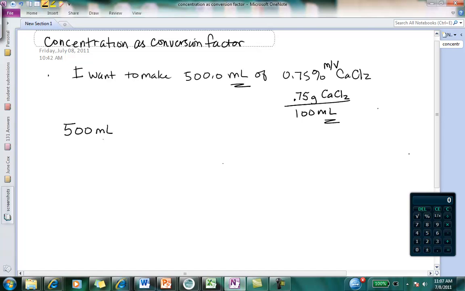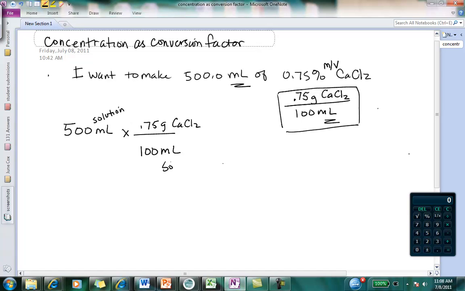I start with this. It has 1 unit. This is where I start. And I'm going to set up my concentration in order to cancel out the milliliters. So the 100 milliliters will go on the bottom. The 0.75 grams of calcium chloride will go on top. Both of these milliliters represent solution, and you can add that, or you can just assume that that's there.